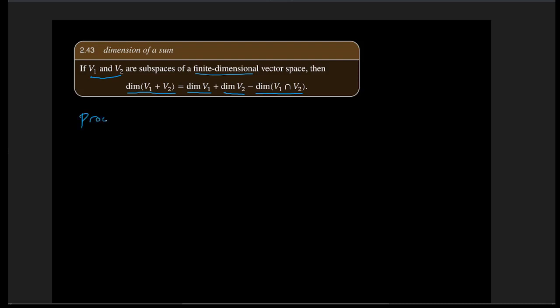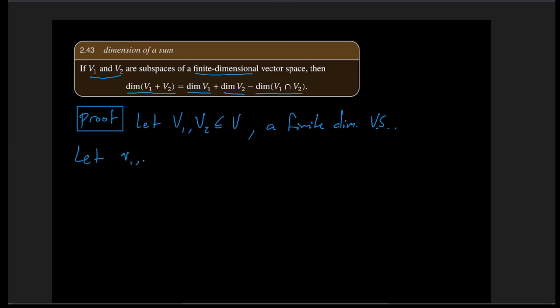So let's prove it. This proof, I will let you know right now, is a little bit of a beast. It is not terribly difficult by itself, but it is kind of long. So I'll try to run through it slowly. So let's start it off. Let v1 and v2 be subspaces of v, a finite dimensional vector space. Let v1 through vn, or actually I'll be careful, m, be a basis for their intersection. Okay, v1 intersect v2. Fair enough.